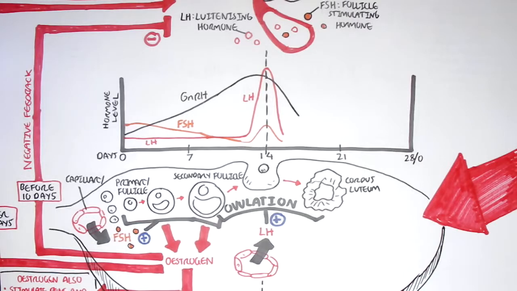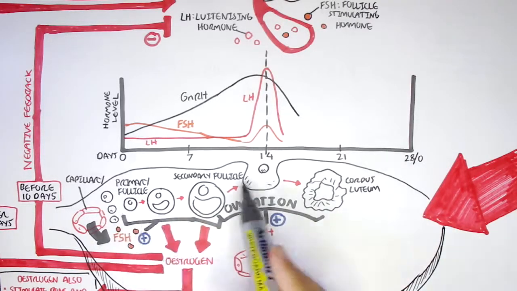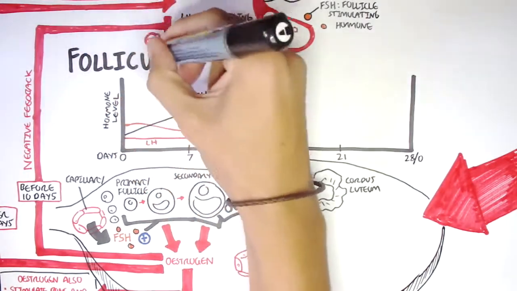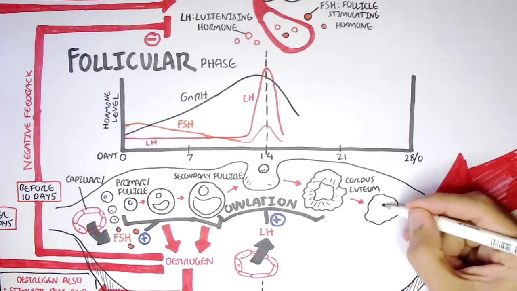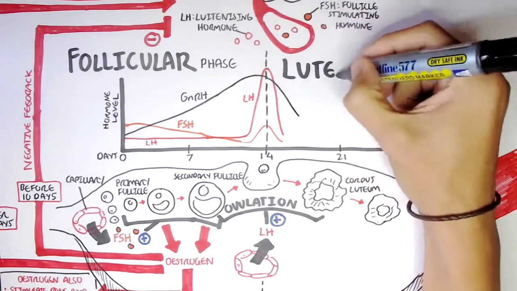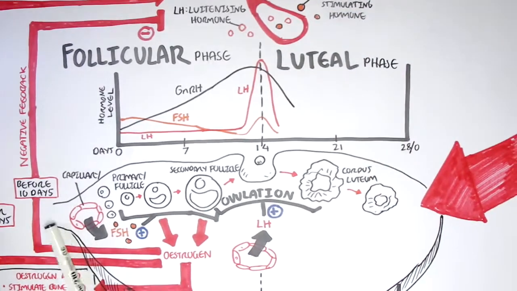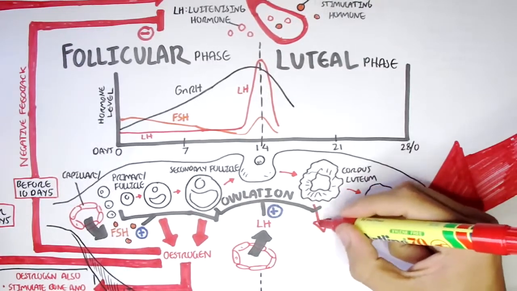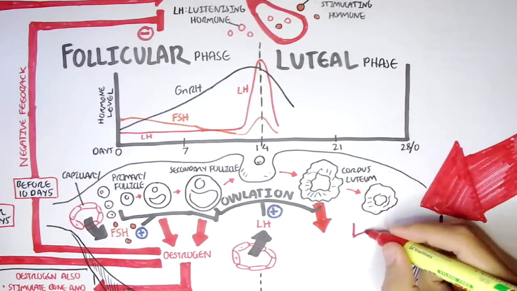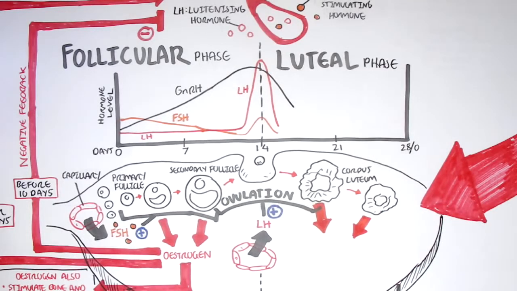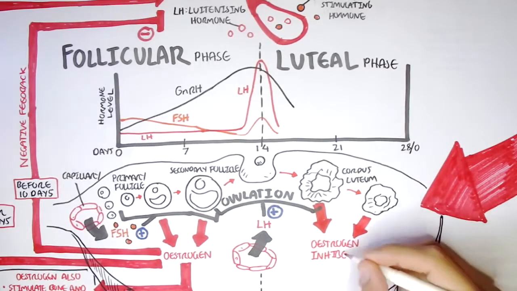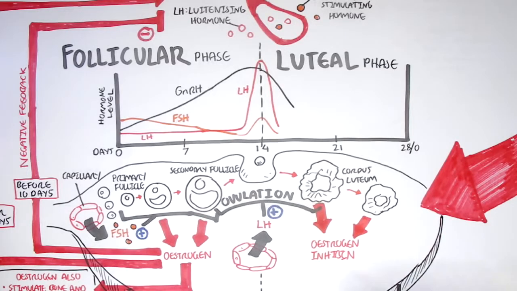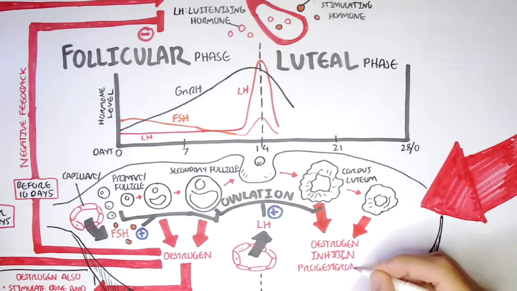Now, that is why the first 14 days of the menstrual cycle is called the follicular phase, because it all has to do with the follicles and their maturation. And the last 14 days is known as the luteal phase because we have the formation of the corpus luteum. The corpus luteum will essentially slowly degrade. However, it also has a purpose in that it secretes hormones. It secretes 3 hormones: estrogen again, inhibin, and progesterone.